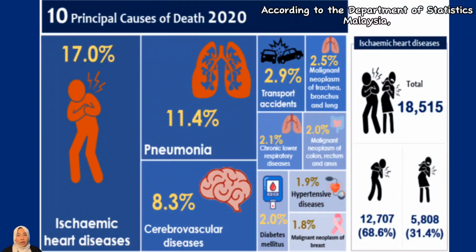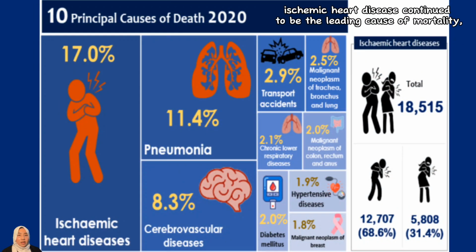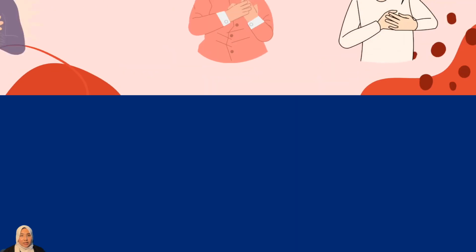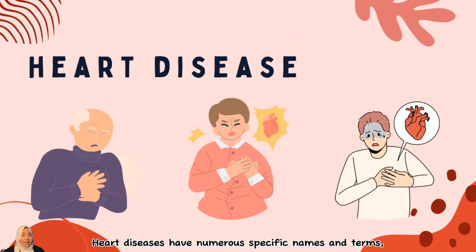According to the Department of Statistics Malaysia, ischemic heart disease continued to be the leading cause of mortality, accounting for 17.0% of the 109,155 deaths that were medically verified in the year 2020. Statistics 2021. Heart diseases have numerous specific names and terms which might be confusing. Therefore, we will quickly discuss the most prevalent yet necessary heart diseases in this video.